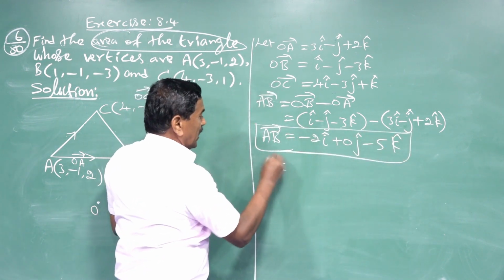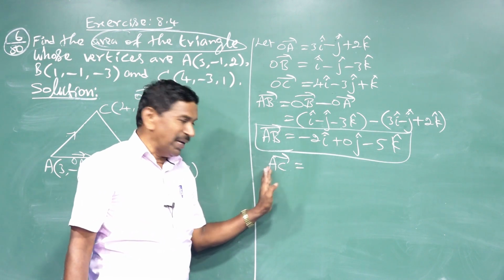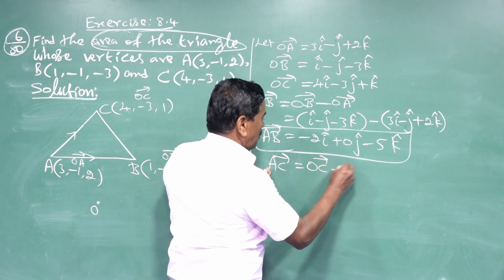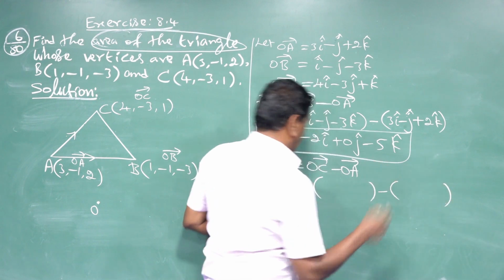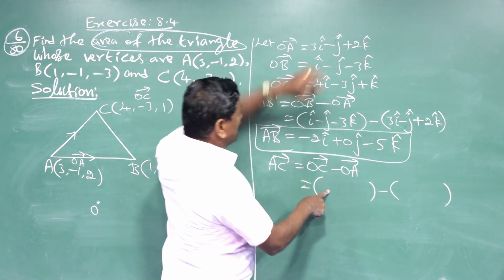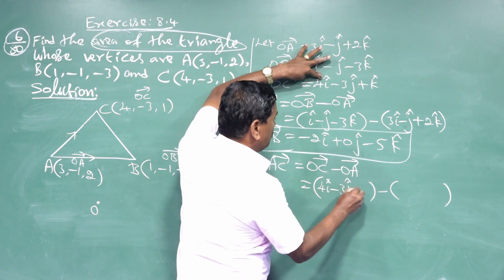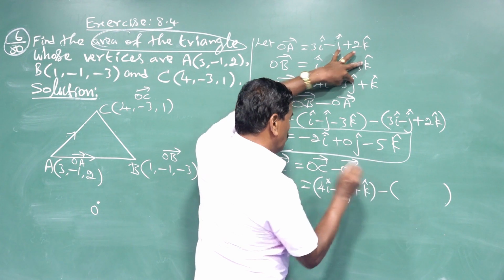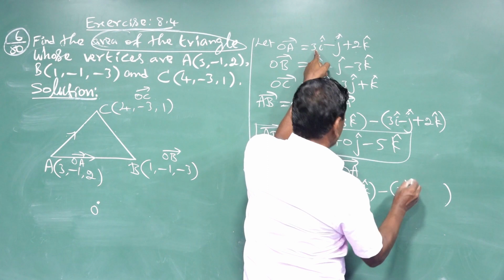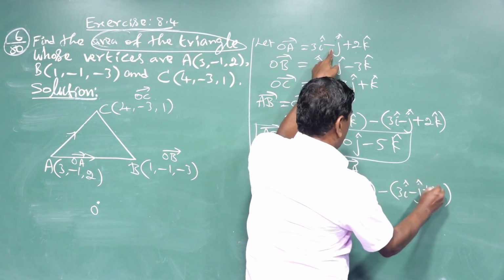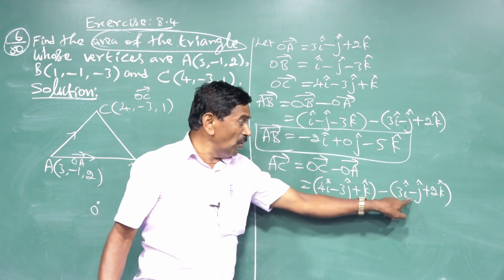Next, I want to find AC vector. AC vector is equal to second minus first, that is OC vector minus OA vector. What is OC vector? OC vector is equal to 4i cap minus 3j cap plus k cap, minus OA vector. OA vector is equal to 3i cap minus j cap plus 2k cap.